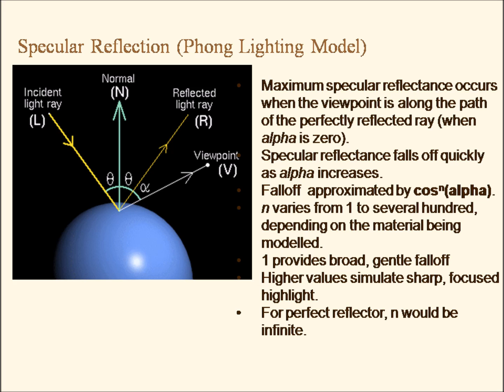Number 4. One provides a broad gentle fall off. However, higher values simulate a sharp focused highlight. And number 5, for a perfect reflector n would be infinite. Although all this has already been discussed in the previous lecture, as a recap it is important for you once again. The demonstration of the Phong lighting model is shown in the figure at the left side of the slide.